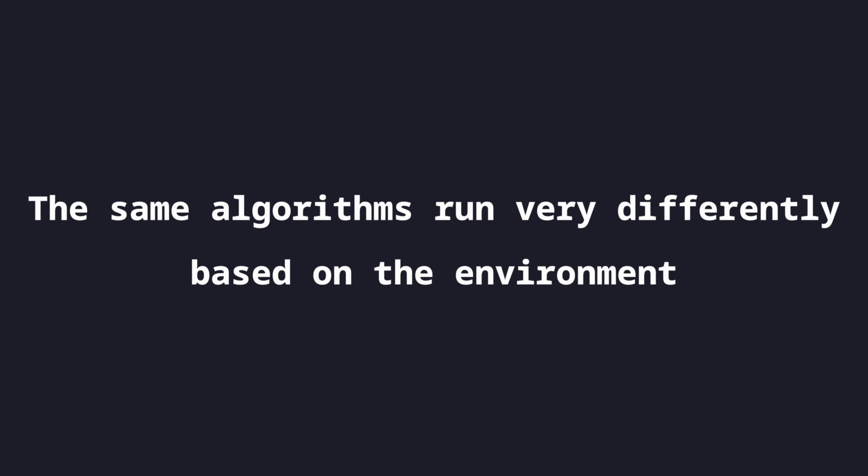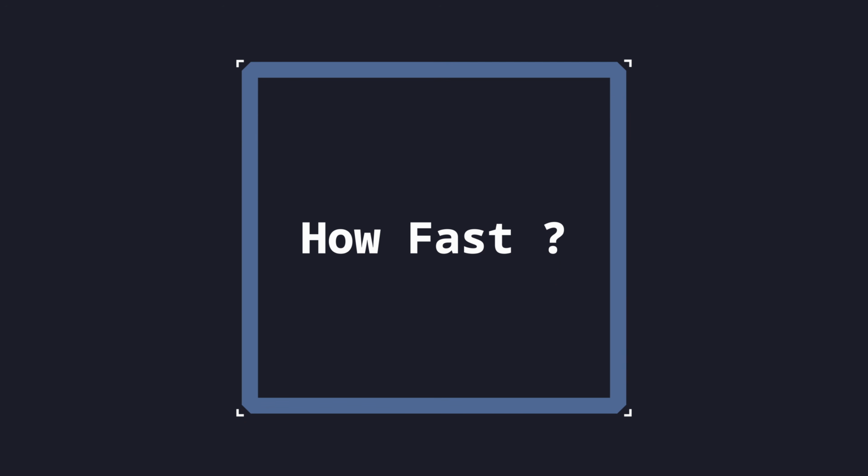Think about running a AAA modern game on your computer. On my computer, that game might run at 200 FPS very easily, but it might struggle to even reach 60 FPS on your computer. The same algorithms can run very differently based on the environment. We need a more robust system for measuring performance. A magical box that takes our function and tells us how fast it is without running the algorithm.